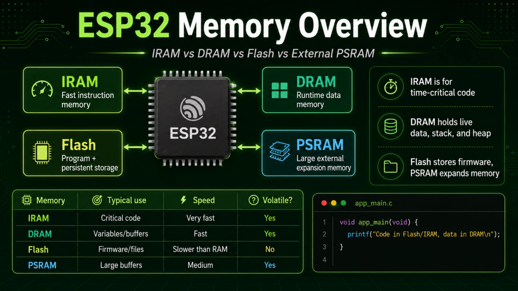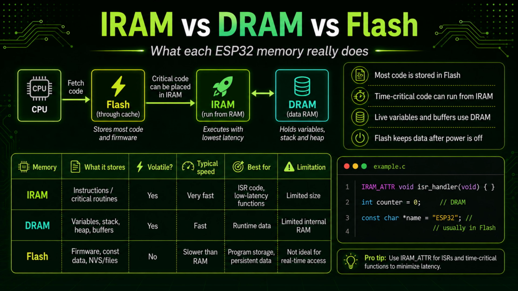But the important idea is that these memories are not interchangeable. Think of it this way: IRAM is optimized for critical code, DRAM for active data, flash for permanent storage, and PSRAM for large amounts of temporary data. Understanding this memory hierarchy becomes especially important when working with interrupts, Wi-Fi, Bluetooth, cameras, or applications that require large buffers. Before looking at memory attributes, we first need to clearly understand the difference between IRAM, DRAM, and flash.